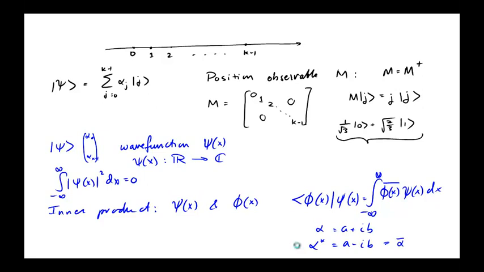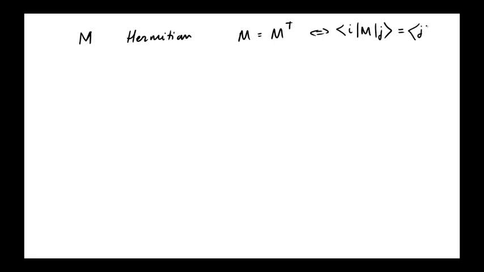Okay. All right. So now let's look at the fact that our observable M was Hermitian, which means that M equals M conjugate transpose. Another way of writing that is saying the ijth entry of M is equal to the conjugate of the jith entry of M. Make sure you understand why.